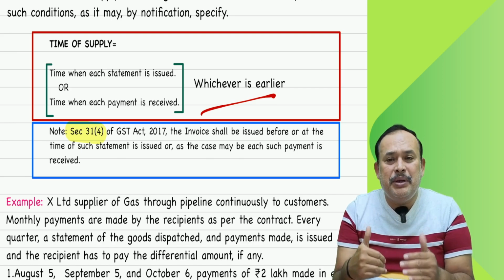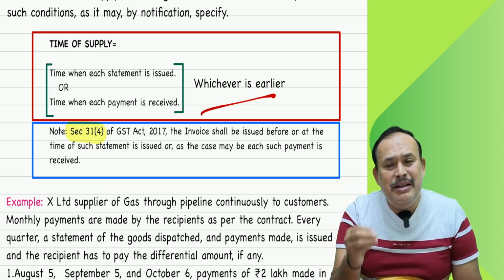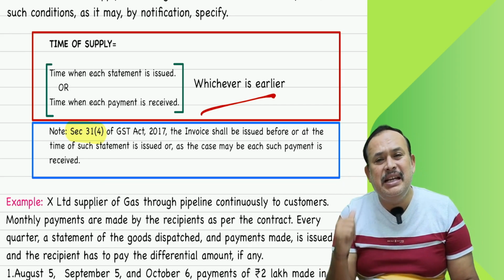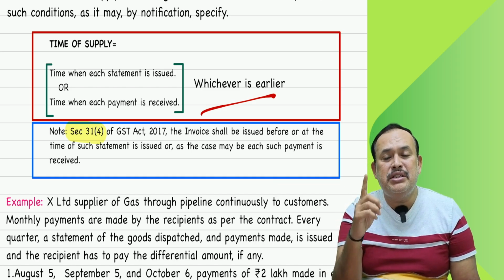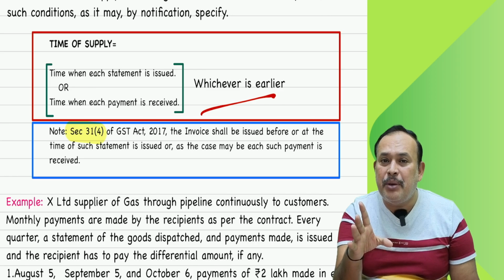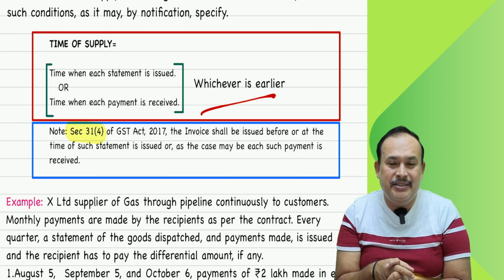For the month of September, on 1st of September, the statement is submitted. Payment received? 5th of September. Which is earlier? The date of submission of the statement, namely 1st September. That is the time of supply, because that is the last date to issue the invoice. Got the clarity?